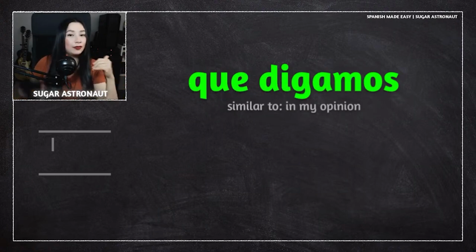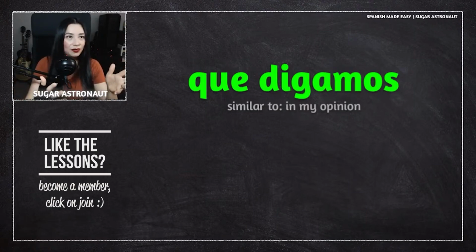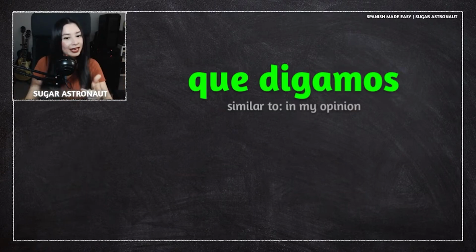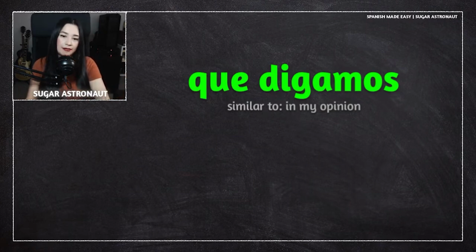Okay, so if you want to say something about something you have an opinion on, you can use this phrase for that. Similar to in my opinion. Obviously in Spanish, in my opinion is en mi opinión, but this is another way to say in my opinion in Spanish.